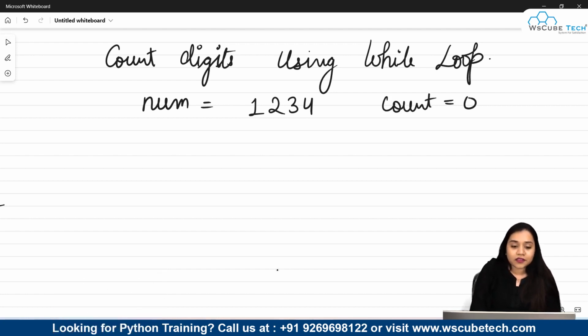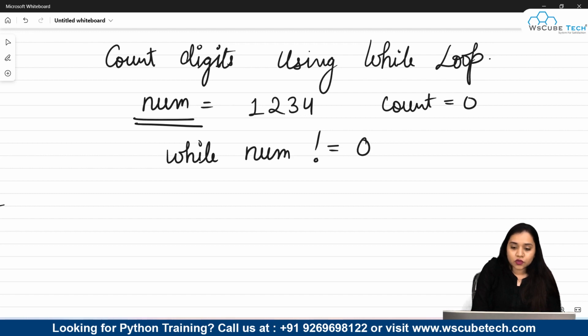But how to do it with Python is very simple. We will be writing a loop over here, that while this number is not equal to 0, in that condition, what we need to do? We need to remove one digit from here and increase the count by 1. So first of all, we will increase the count over here. After this, we will be removing one digit from here and increase the count by 1. For removing one digit from here, we will be using the method of floor division.